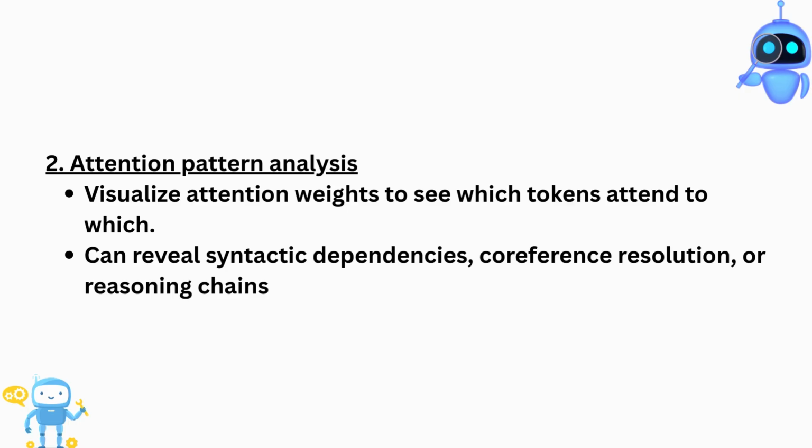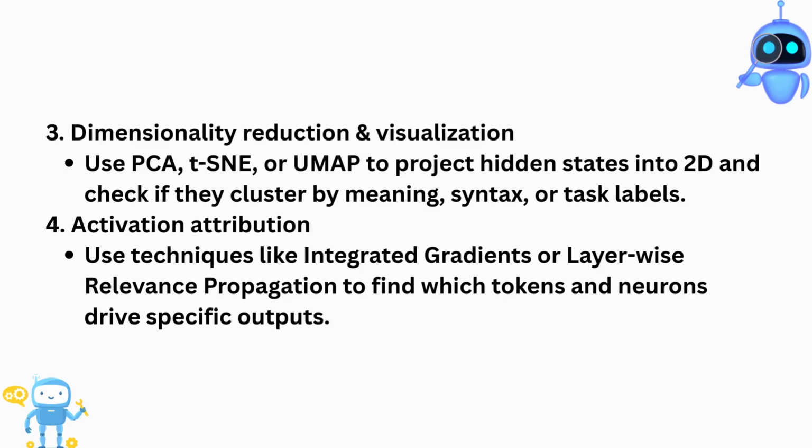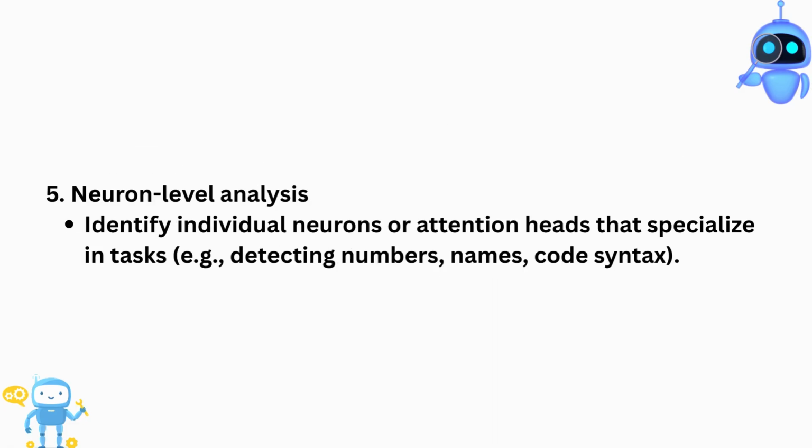Visualize attention weights to see which tokens attend to which; this can reveal syntactic dependencies, coreference resolution, or reasoning chains. 3. Dimensionality reduction and visualization. Use PCA, t-SNE, or UMAP to project hidden states into 2D and check if they cluster by meaning, syntax, or task labels. 4. Activation attribution. Use techniques like integrated gradients or layer-wise relevance propagation to find which tokens and neurons drive specific outputs. 5. Neuron-level analysis. Identify individual neurons or attention heads that specialize in tasks, e.g., detecting numbers, names, code syntax.